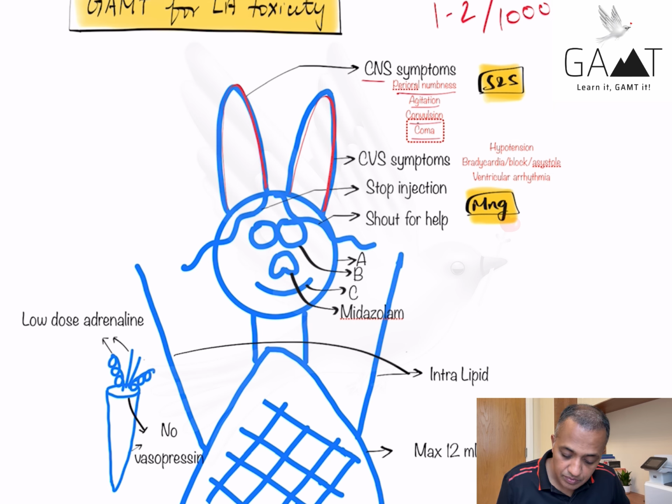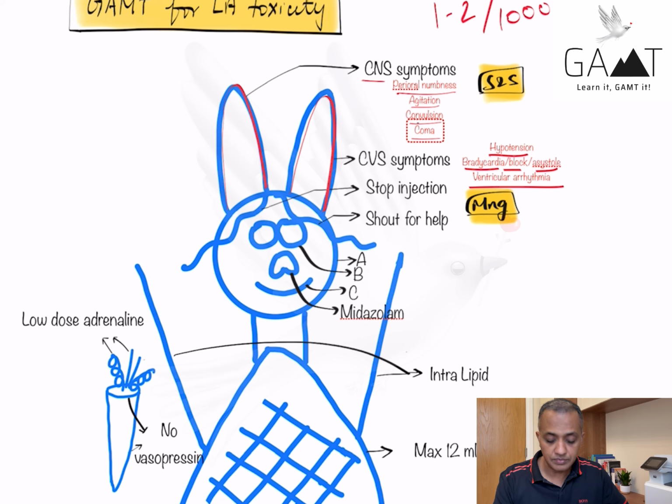The cardiovascular symptoms include hypertension, bradycardia, heart block, asystole, ventricular arrhythmias. So it's important to understand that these are the two predominant symptoms that happen in patients with local anesthetic toxicity. Neurological symptoms usually precede the cardiovascular symptoms. In some patients, you can have only cardiovascular symptoms without any neurological symptoms, and that is possible as well.